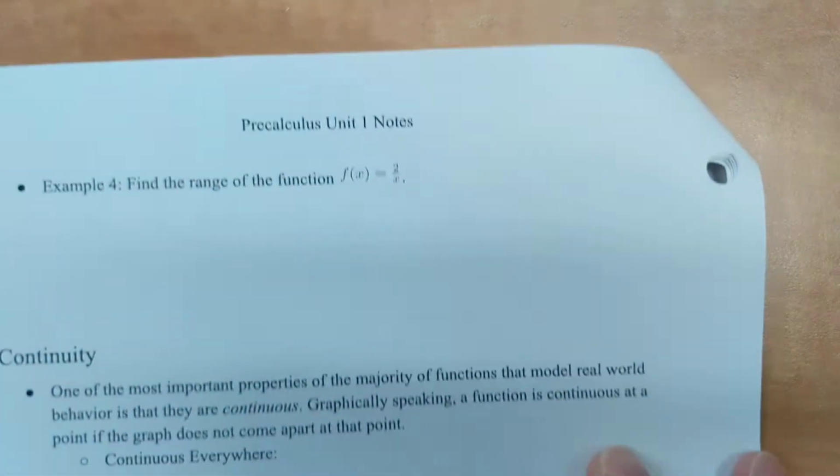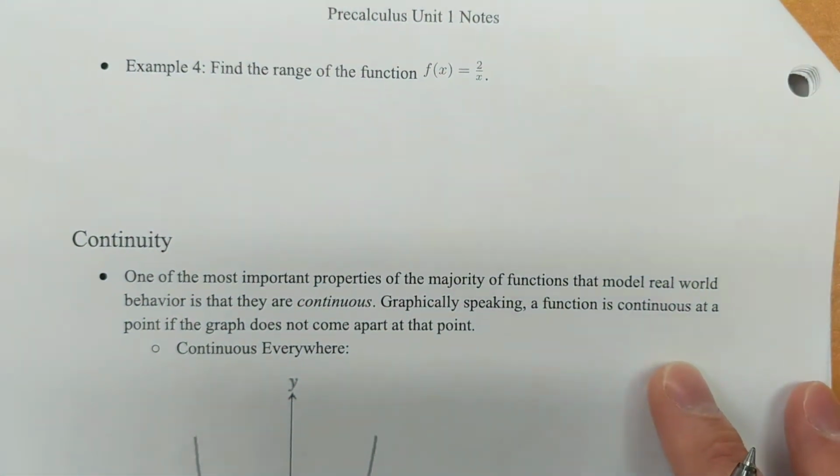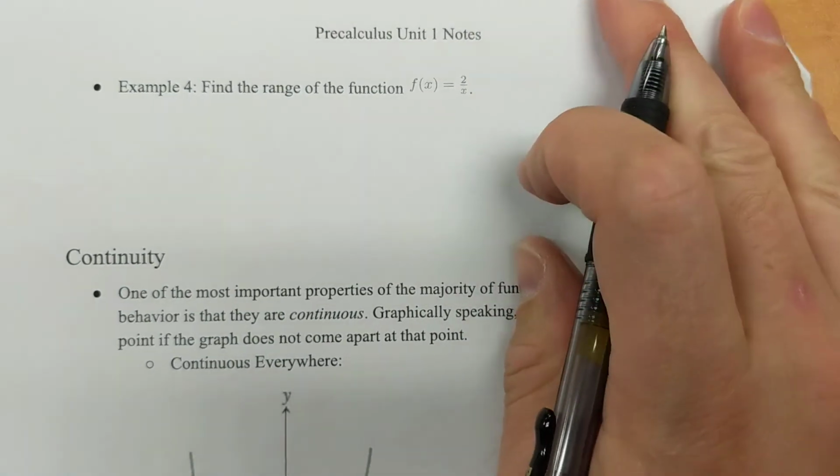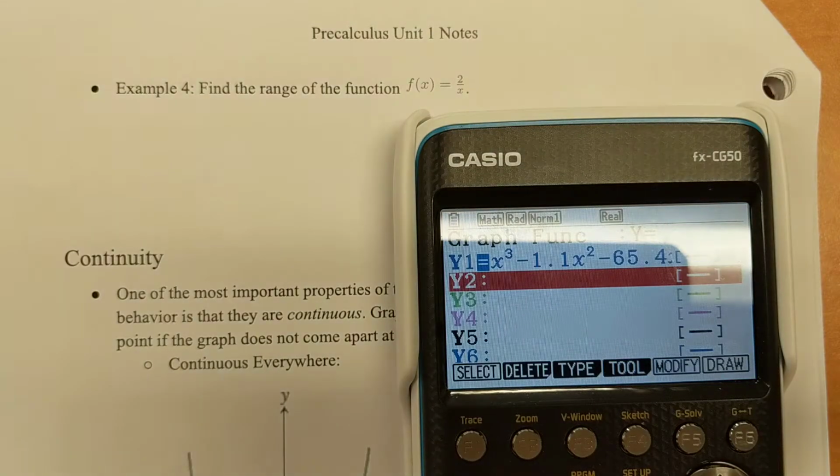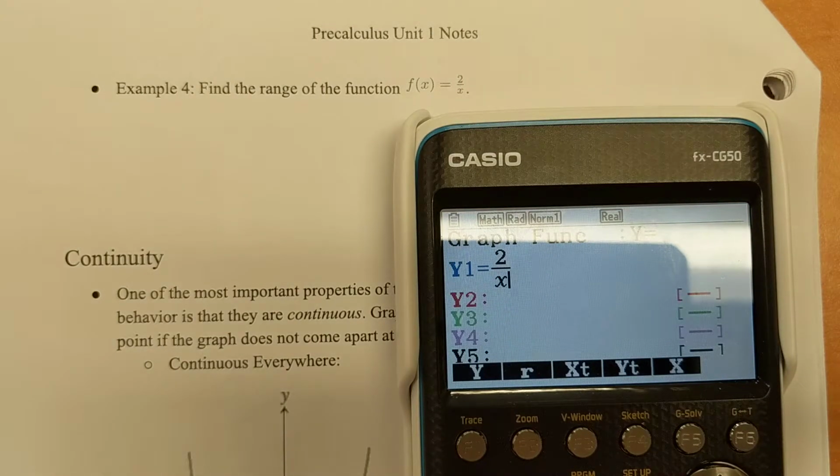All right. So example 4 says find the range of the function 2 over x. The easiest way to find range is actually to look at a graph. So let's see if I can get, there it goes. Okay. So we'll graph 2 over x, and look at the graph.